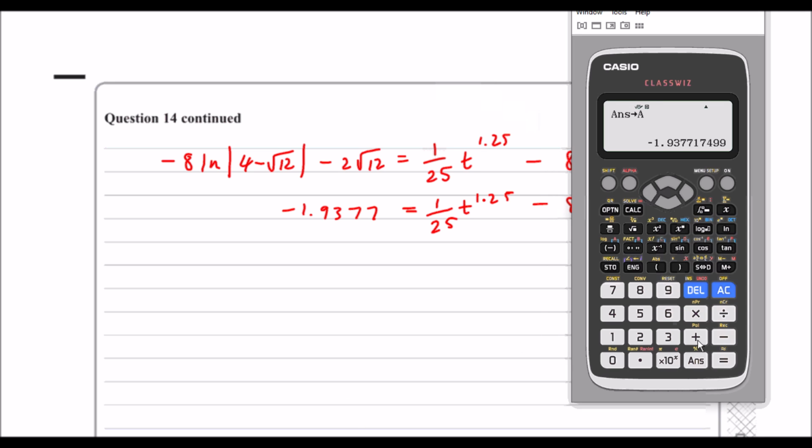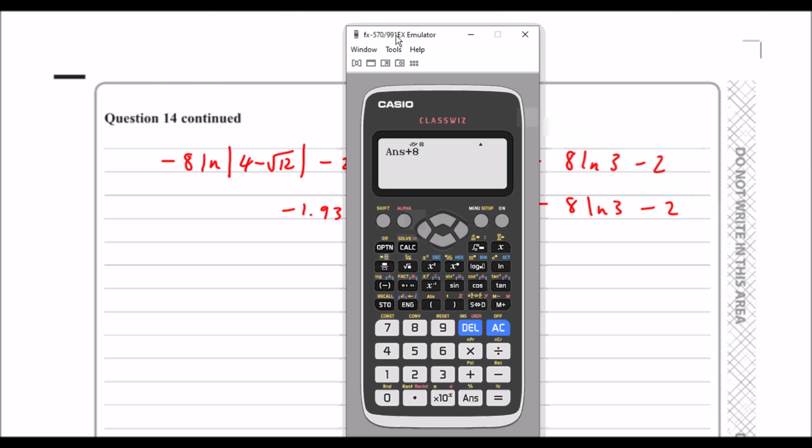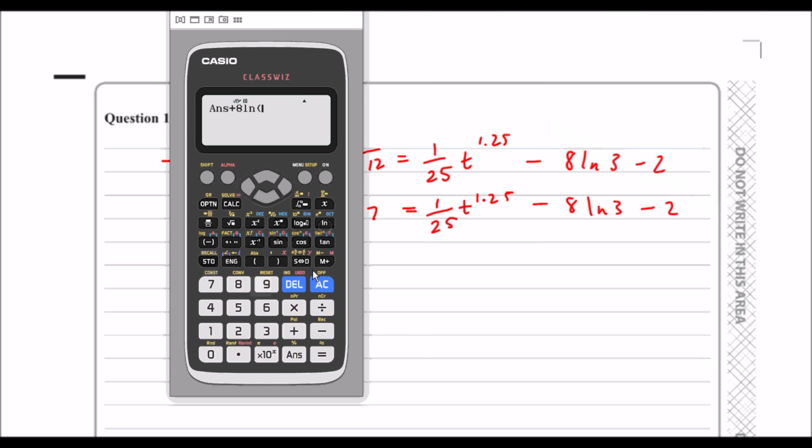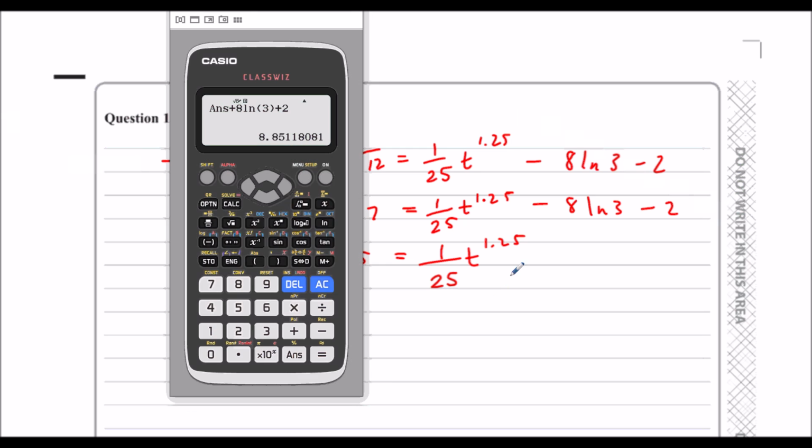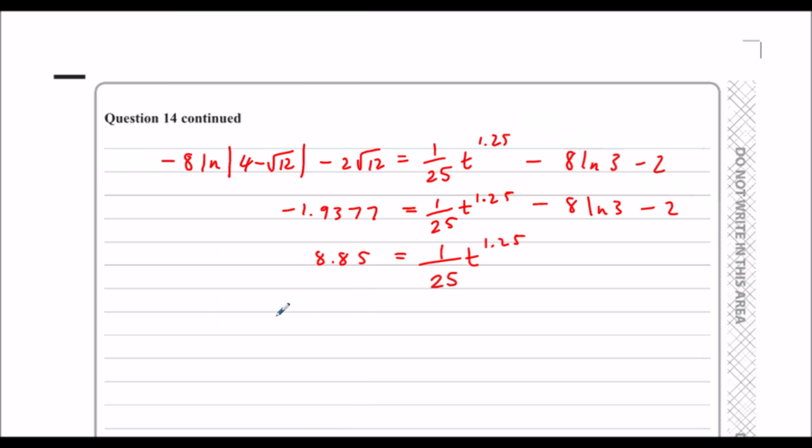So we've got our answer. Add 8 ln 3 and add 2. So we're adding 8 ln 3 to both sides and adding 2 to both sides. So 8.85 we've got now equals 1/25 of t to the power of 1.25. Now multiply both sides by 25. So times 25, 221.3 equals t to the power of 1.25.